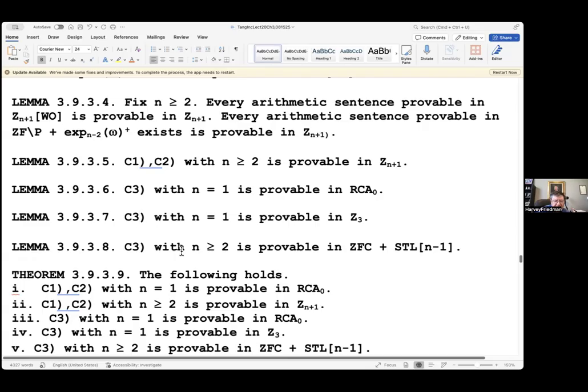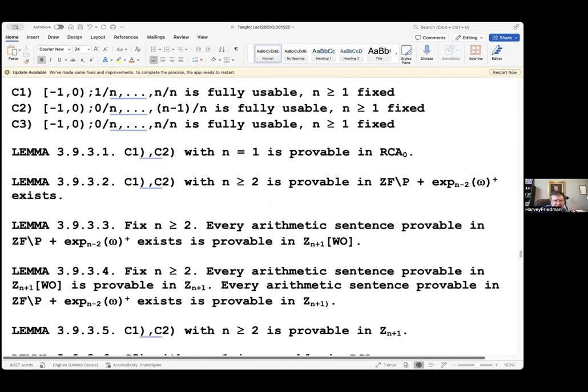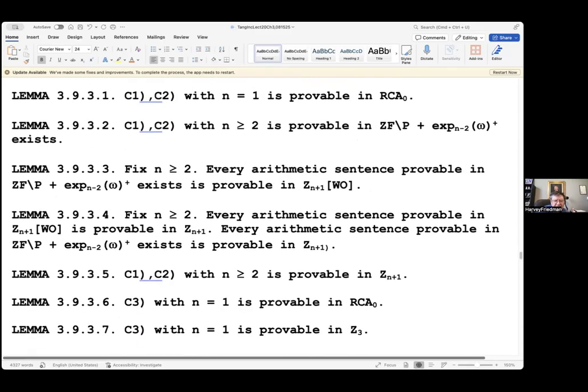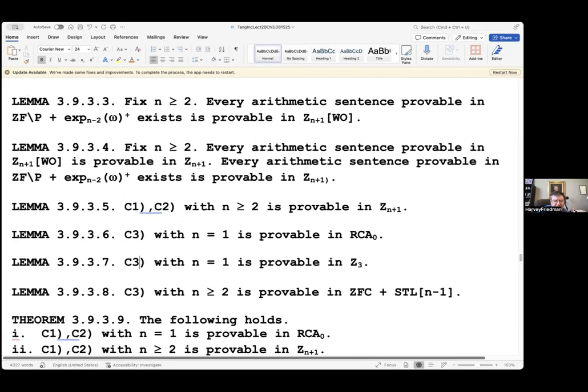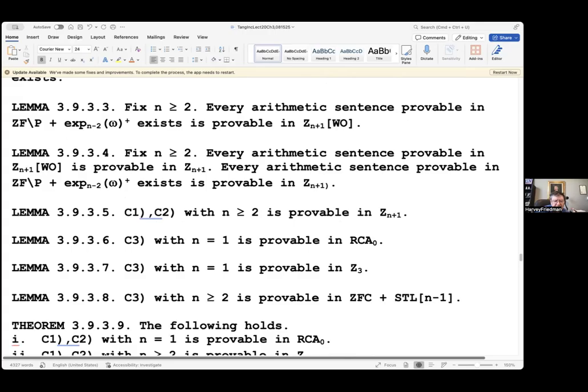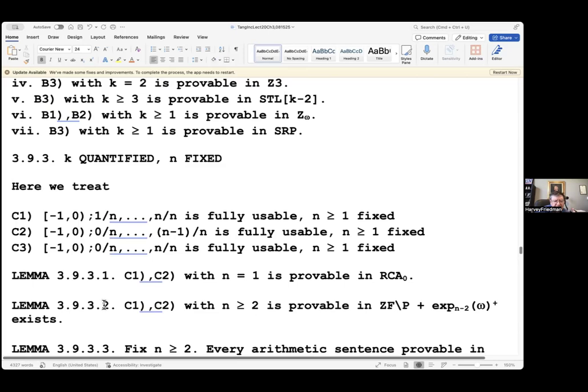C3. No, where was the one that screwed us? Where's the one that I... just a sec. Yeah, between these two, which one is the RCA naught? C3. Okay, C3 with N equals 1. What is going on? C3 with N equals 1. 0, comma 1. Fully realizable.